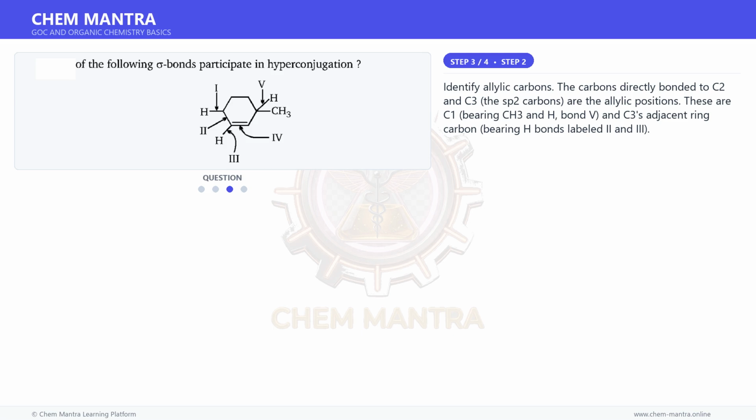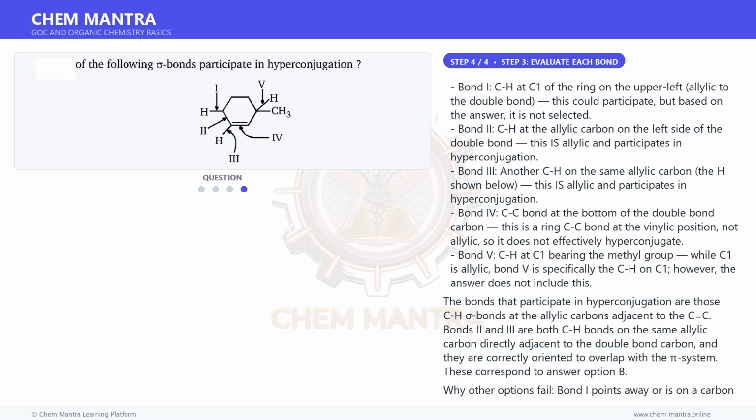Identify allylic carbons. The carbons directly bonded to C2 and C3, the sp2 carbons, are the allylic positions. These are C1, bearing CH3 and H, bond V, and C3's adjacent ring carbon, bearing H, bonds labeled 2 and 3. And for the final step, bond I, C-H at C1 of the ring on the upper left, allylic to the double bond. This could participate, but based on the answer, it is not selected.